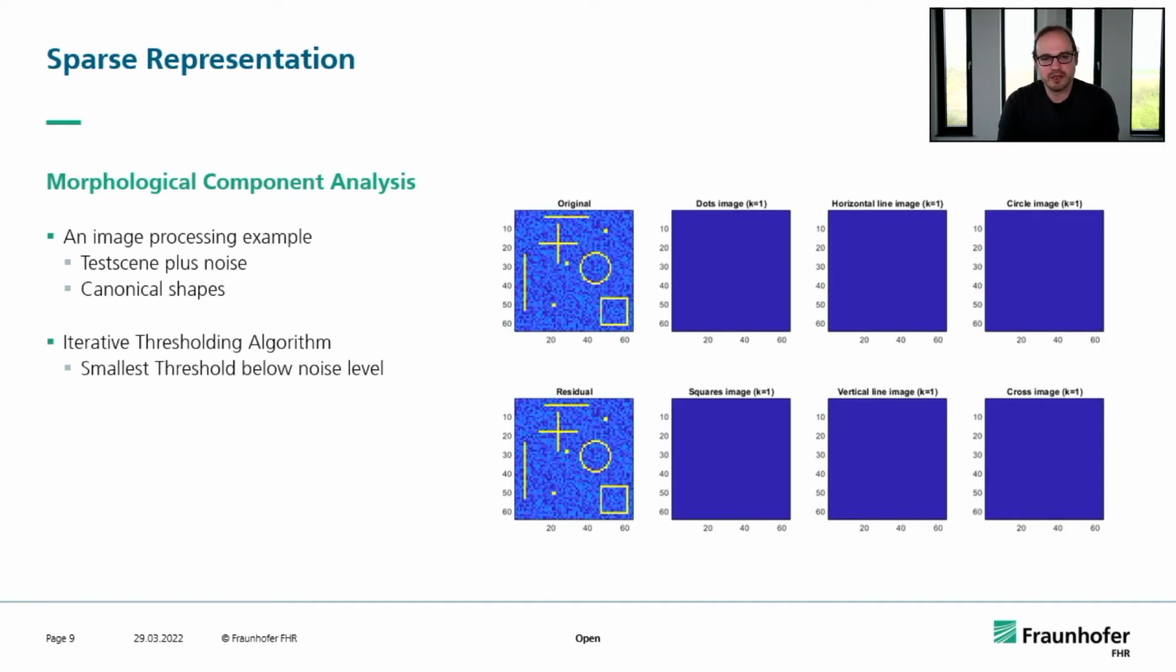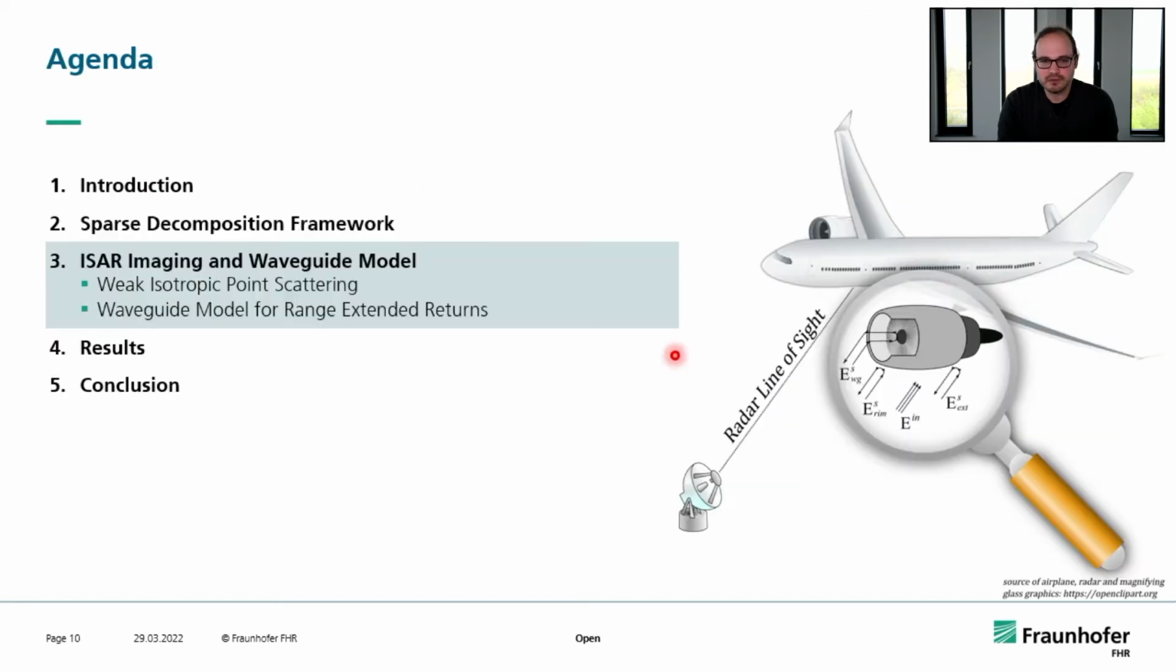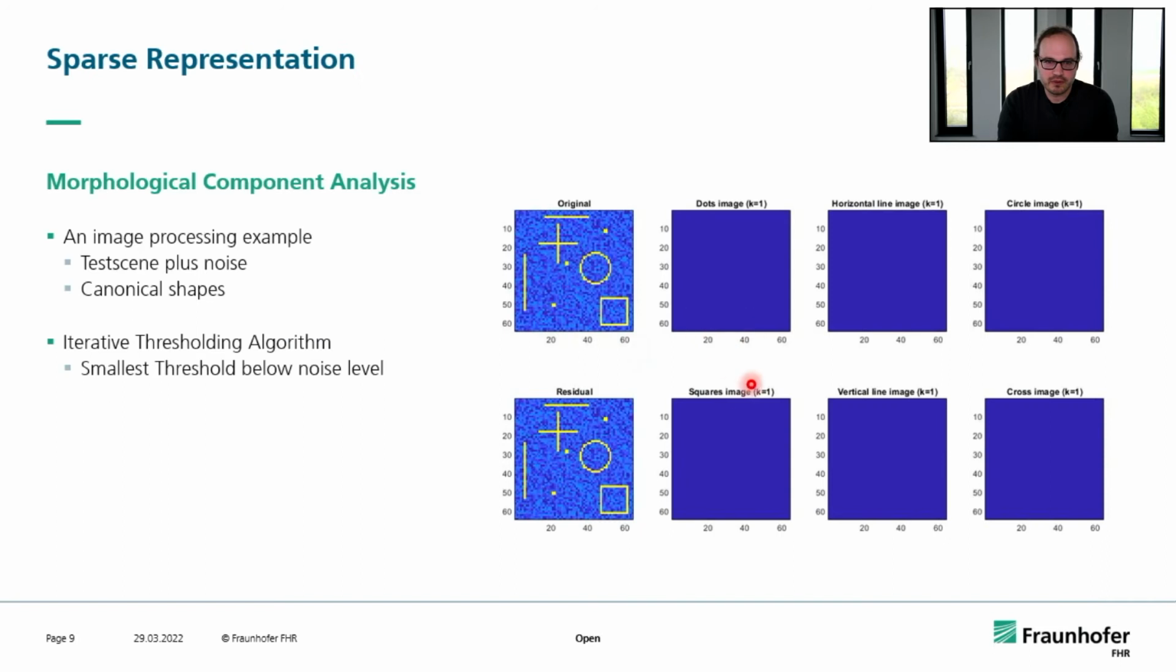So we have an image processing example. We have a test scene made of circles, squares, dots, crosses, and lines. And we want to decompose this image into, oops, sorry. Okay, I think I have to remove this one. Now it starts. Okay, now turn this on again.